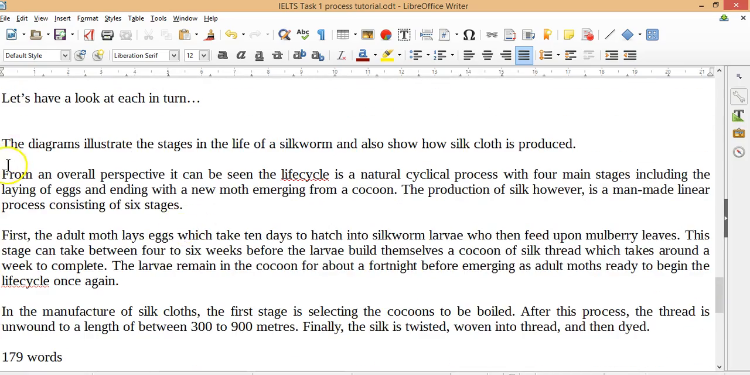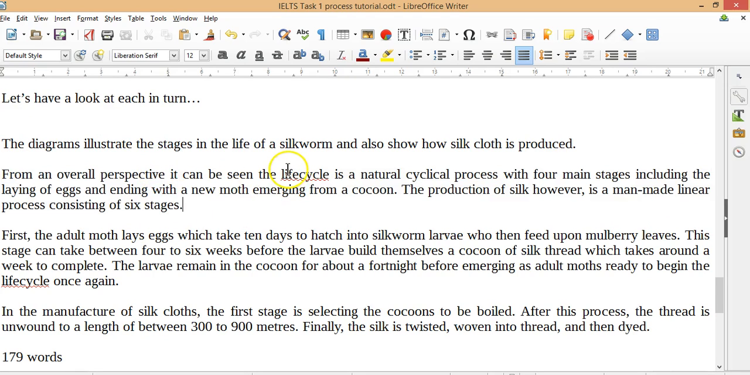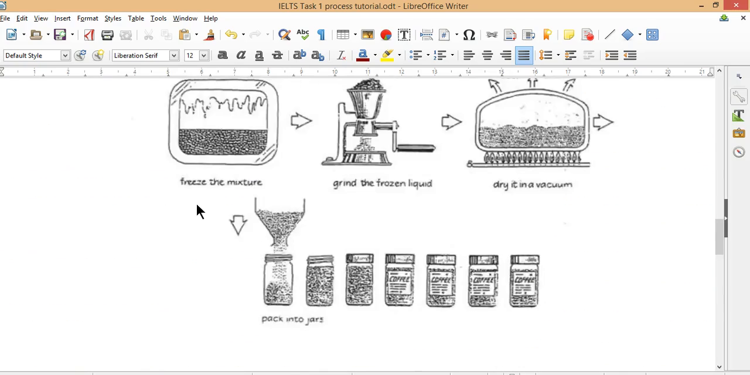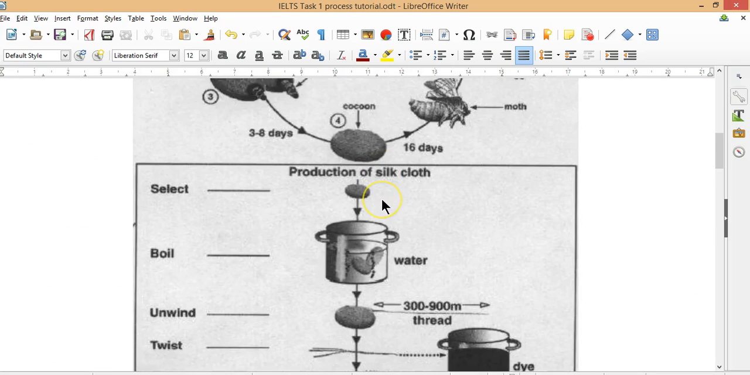Now, the overview. From an overall perspective, it can be seen the life cycle is a natural cyclical, as in it goes round and round, process with 4 main stages, including the laying of eggs and ending with a new moth emerging from a cocoon. The production of silk, however, is a man-made linear process consisting of 6 stages. So, 1, 2, 3, 4, eggs, moth, larvae, okay.